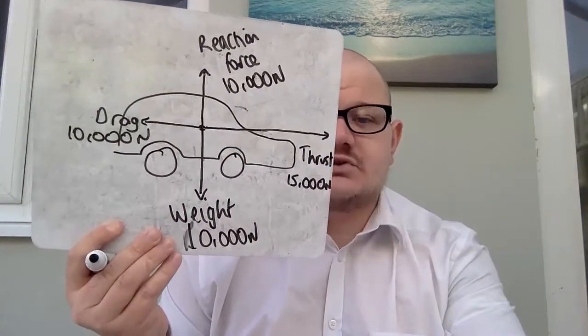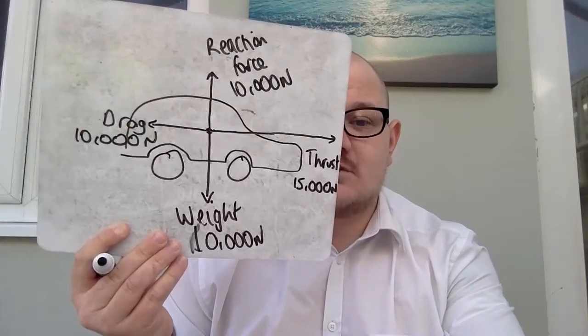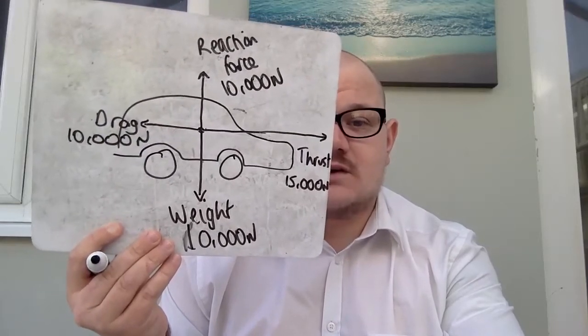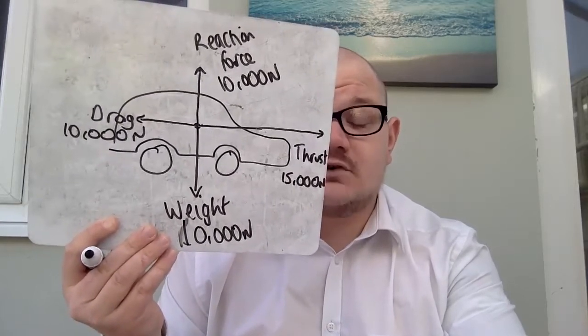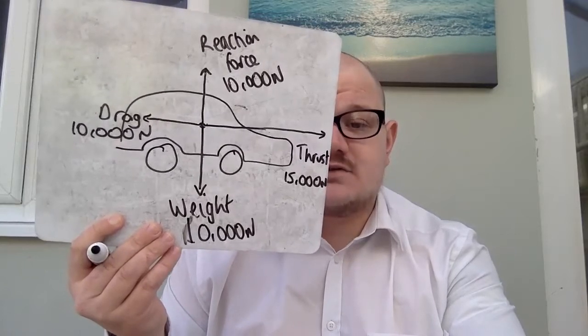Now, if we look at the horizontal, we've got 15,000 newtons going forward, and we've got 10,000 newtons going in the opposite direction. So therefore, it is being propelled forward with a force of 5,000 newtons. So that means that my car is going to start to accelerate, it's going to speed up. The fact that the arrows are unbalanced shows me that there is an unbalanced force, which we know means that there is either a change in direction, a change in speed, or a change in shape.